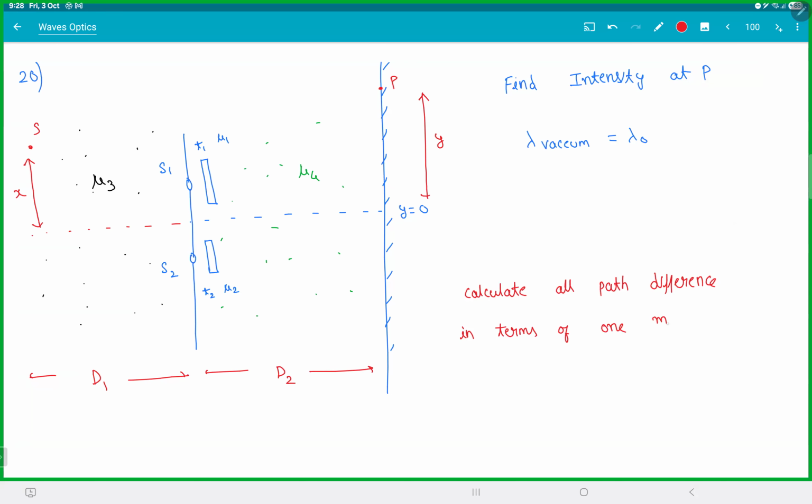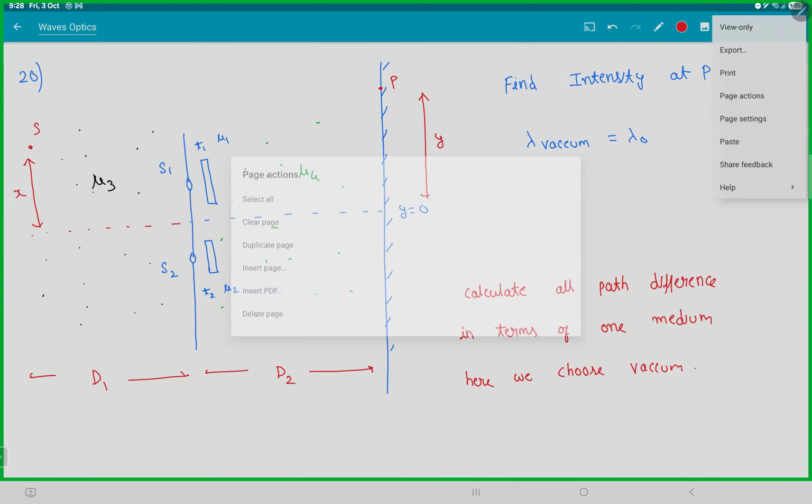You can actually choose mu-m also. You can choose mu4 also, but for convenience, I don't want to get confused, so I will keep it normally vacuum. That is the main theme in these questions. Once you figured that out, then things will fall in place. Let's see.